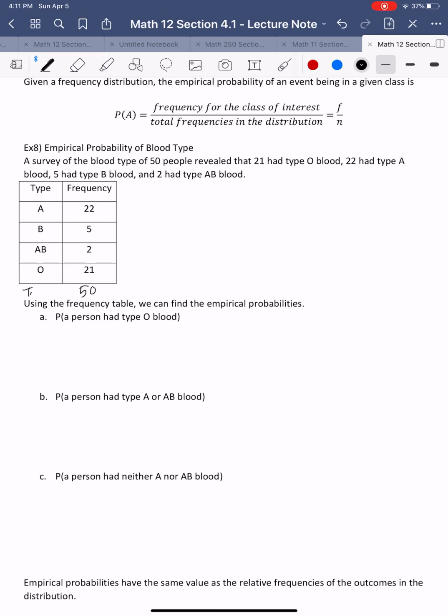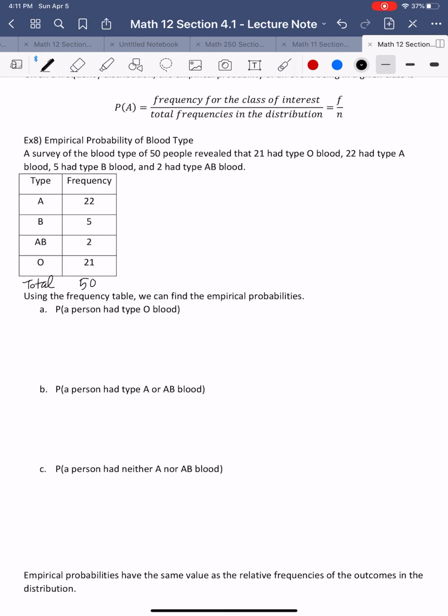Okay, so the total is 50. Then 20 had type O, and then 22 had type A. 5 people got type B, and then 2 got type AB blood. So using the frequency table, we can find the empirical probability. We are looking for the person that has O blood, which is 21 people out of 50, which is about 0.42.